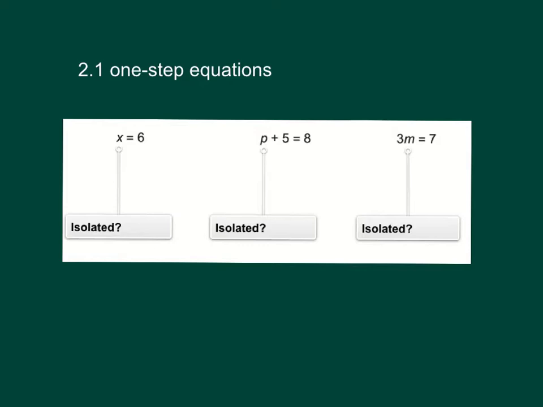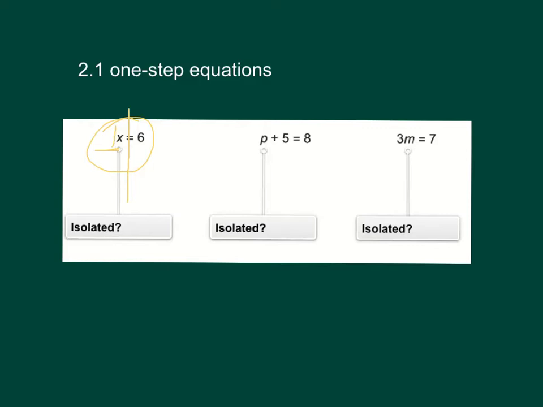So the first example here, x equals 6, that variable is isolated because there's nothing else on this side of the equation. Now remember, the equal sign separates the equation. There's nothing on the left side of the equation with the x, so it's isolated. Now granted, there is a 1 there, but when you multiply by 1, nothing happens, so the 1 doesn't really matter. You can have the 1 there.